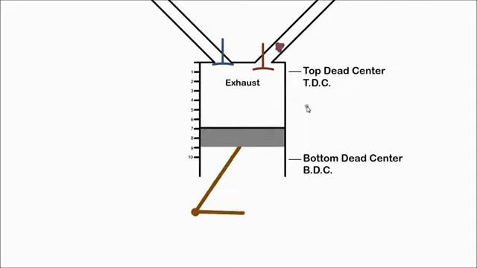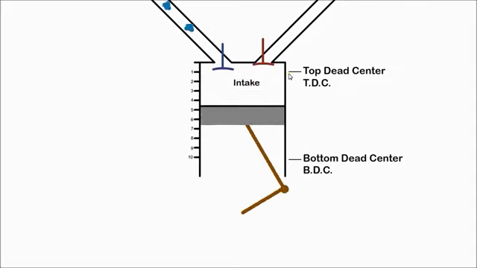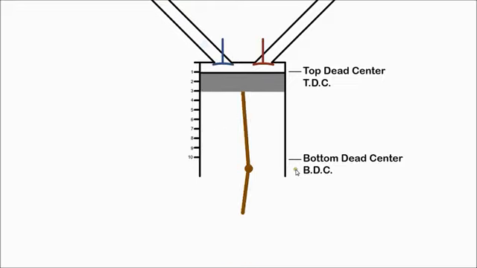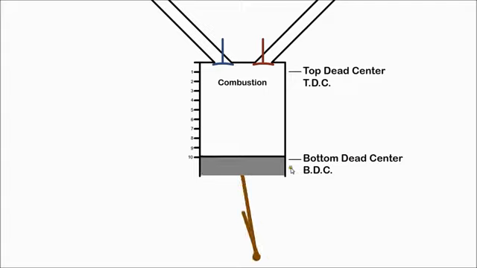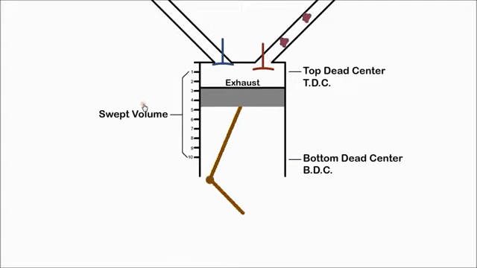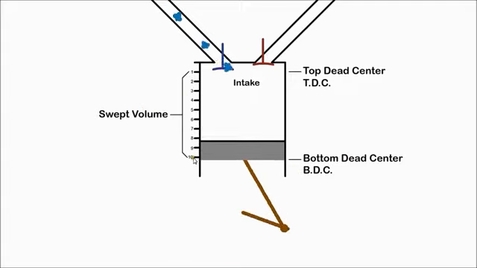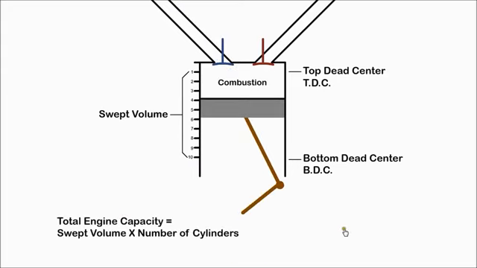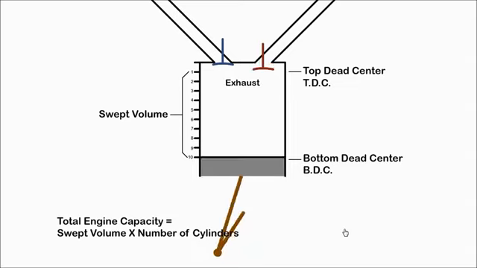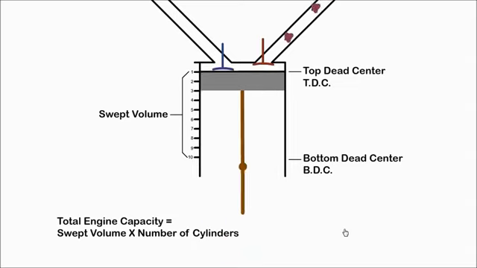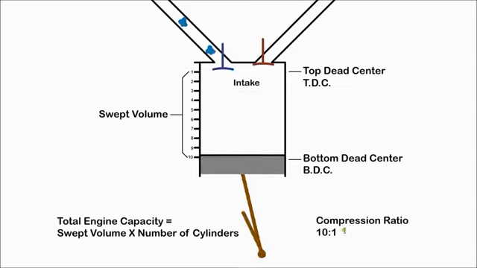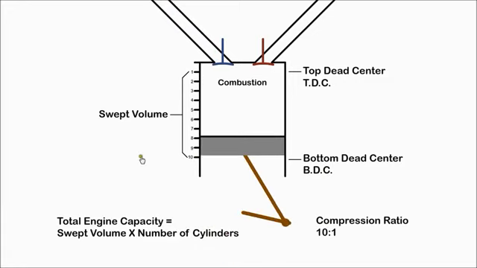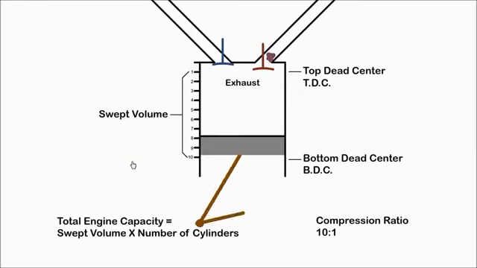The top position of the piston is called top dead center, TDC, and the bottom position is called bottom dead center, BDC, while the volume between the two is called the swept volume. The total engine capacity is the swept volume multiplied by the number of cylinders. For this engine, the compression ratio is 10 to 1. A diesel engine would be higher, at perhaps 20 to 1.